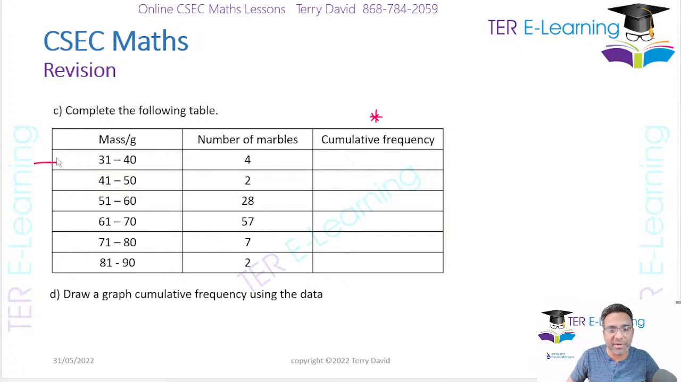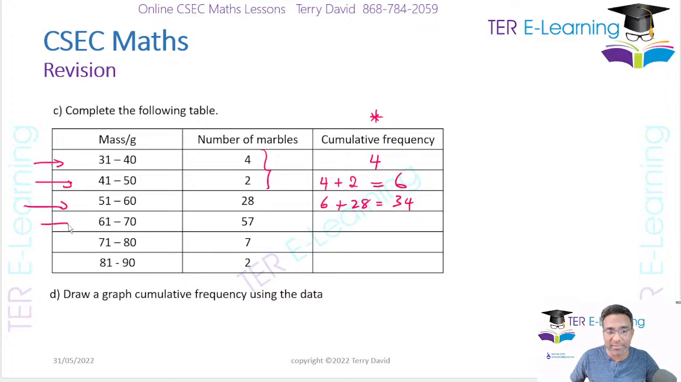So in this first interval here, I only have 4 marbles, so my cumulative frequency is going to be 4. When I jump to the next interval here, I am adding up these two. So you're going to say whatever your previous cumulative frequency was, plus your current frequency, which in this case is 2. So your cumulative frequency is going to be 6. When I jump to this interval here, 51 to 60, I'm going to take the 6 that I had previously, and I'm going to add 28 to this. So this is going to give me a total of 34.